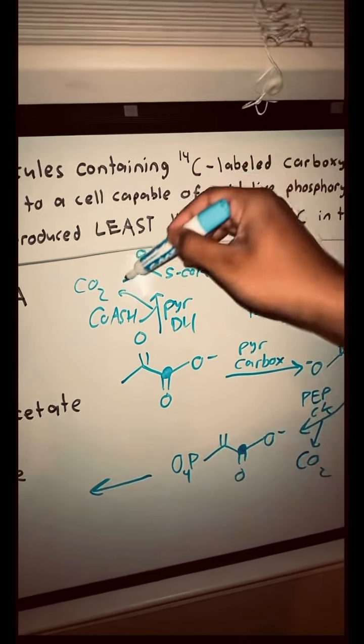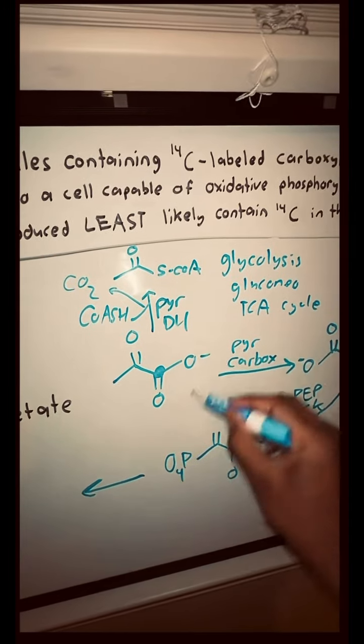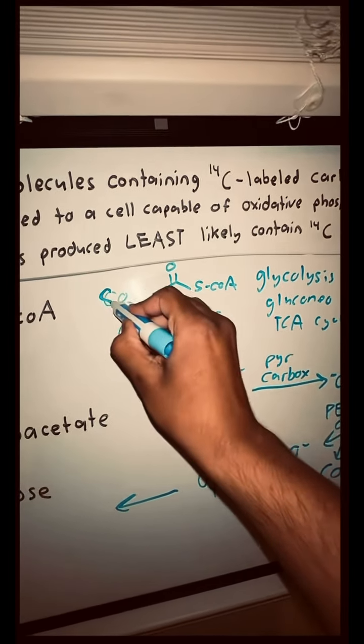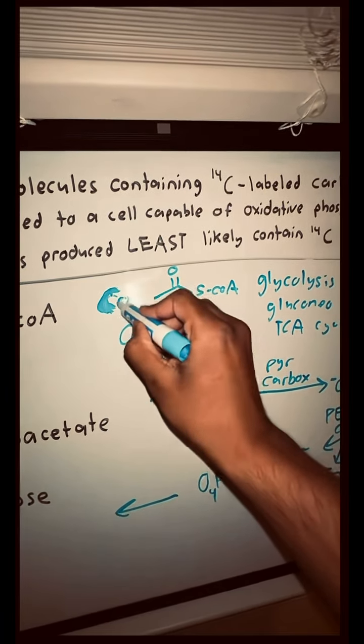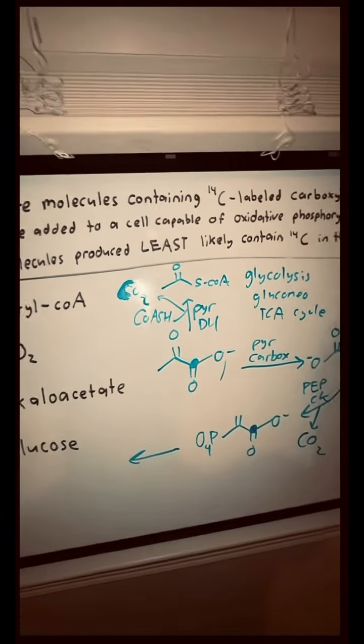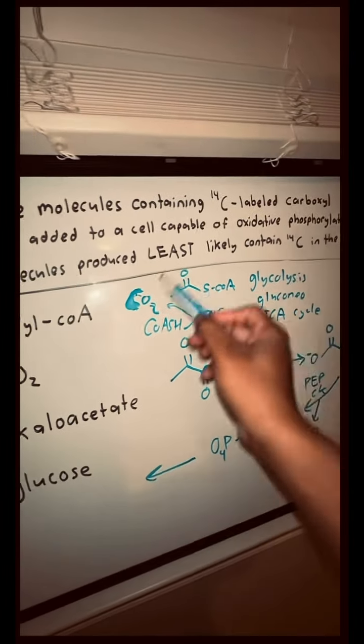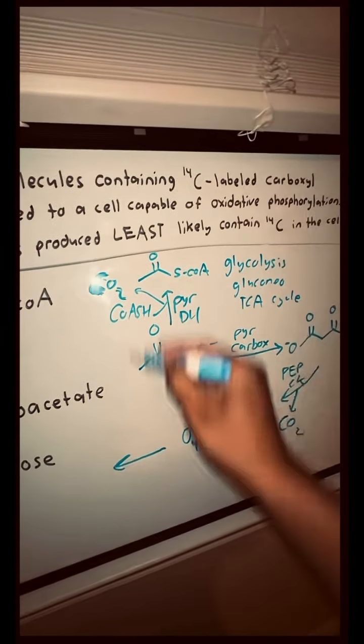Look what happened. This acetyl group is still there, but this carboxyl group with this carbon is gone. It got replaced with S-CoA. So that means that, and I'm going to emphasize this right here, this CO2 does contain the carbon-14. So that means that B is incorrect because it can contain it, right? But acetyl-CoA, there's no way, because acetyl-CoA does not have the carboxyl carbon.